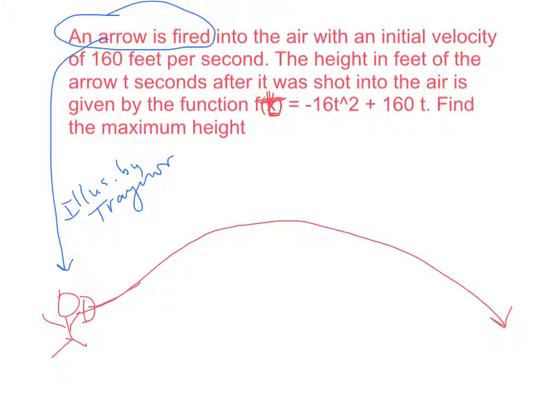You want to know, in this case, find the maximum height. You're still looking for the highest point. You're still looking for the vertex. So it's the same thing you've been doing. Whenever you shoot something up in the air or throw something, it makes a parabola. And so you want the highest point. I still want the vertex of that graph. So you're all ready to go.